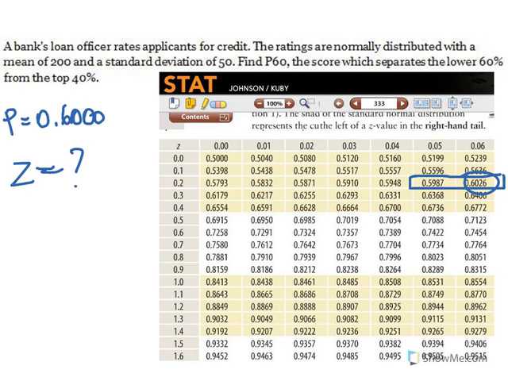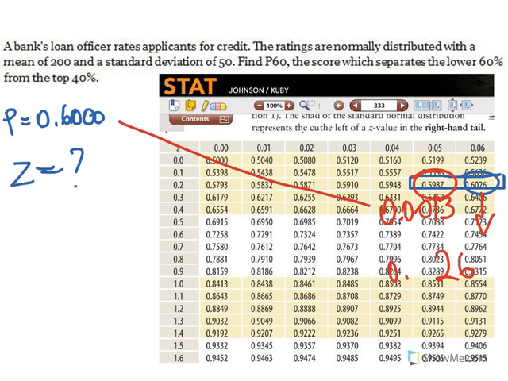We talked about this, and we said that we're going to find the area that is closer to the area that we're looking for. The area that's closer to the one we're looking for is this one right here, 0.5987, because this is just 0.013 away from 0.60, while this other one here is 0.0026. So actually 0.5987 is closer to the 0.6000.